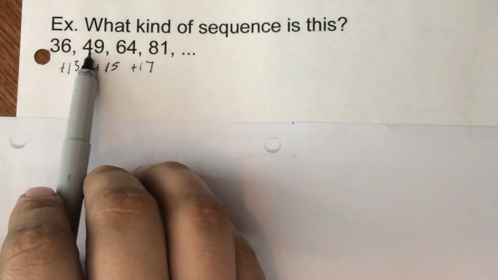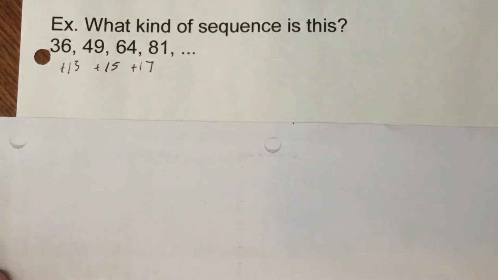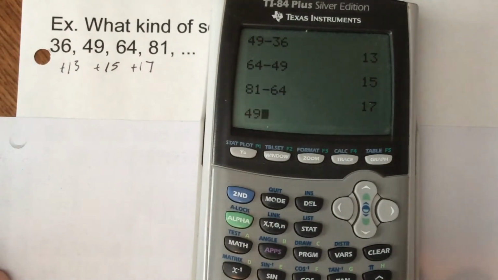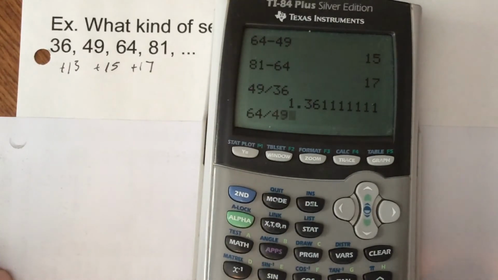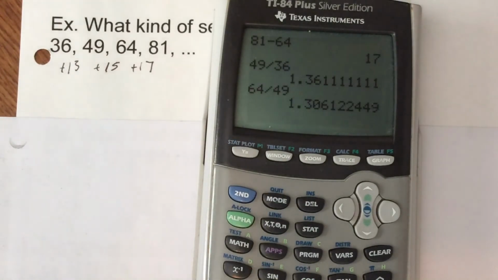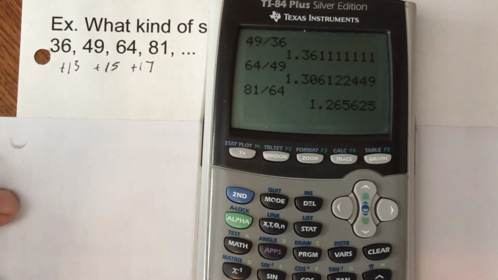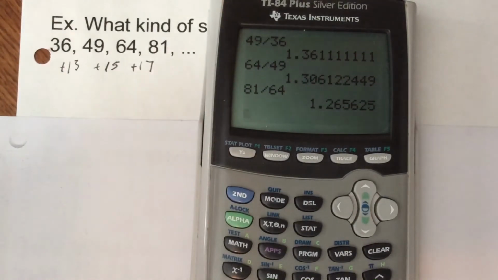36 times what will give you 49? Well, a way to check that: first one divided by the second one. 49 divided by 36. Well, 1.36. So if we do the next one, 64 divided by 49. Nope, that's different. 81 divided by 64. That one's different there. So we're not multiplying by the same thing.